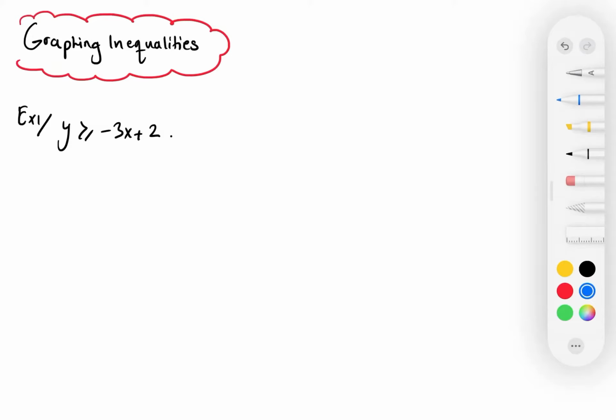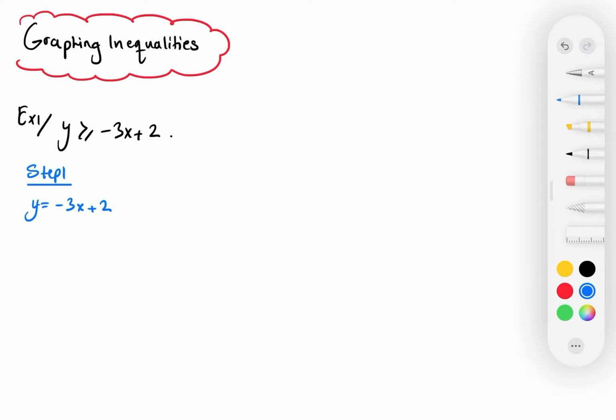Today we're going to graph an inequality together. So step one in doing this is to treat the inequality that you've been given as an equation. So I'm going to write this as an equation with an equal sign. So y is equal to negative 3x plus 2.